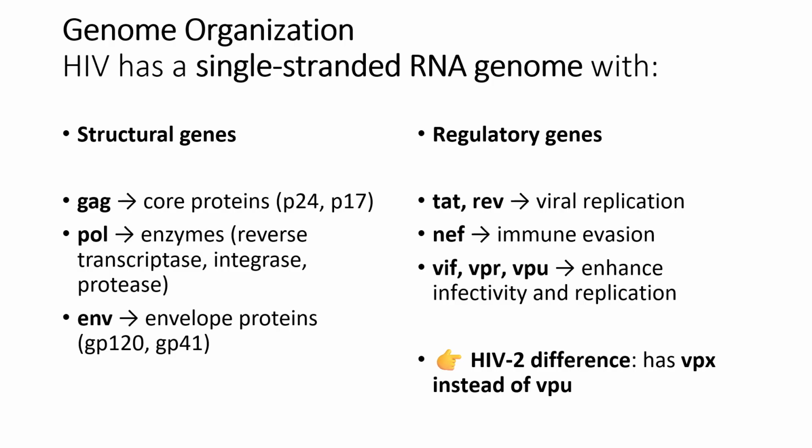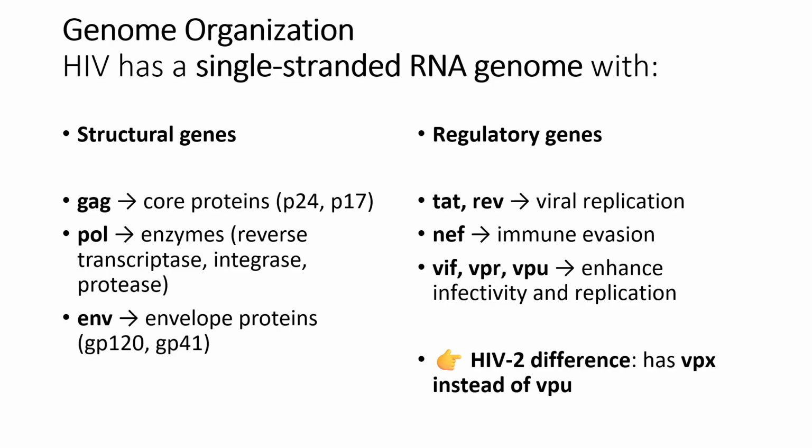Coming to genome organization, there are structural genes and regulatory genes. The structural genes are GAG, POL, and ENV. GAG gives rise to core proteins like P24 and P17. POL gives rise to enzymes like reverse transcriptase, integrase, and protease. ENV gives rise to envelope proteins GP120 and GP41.